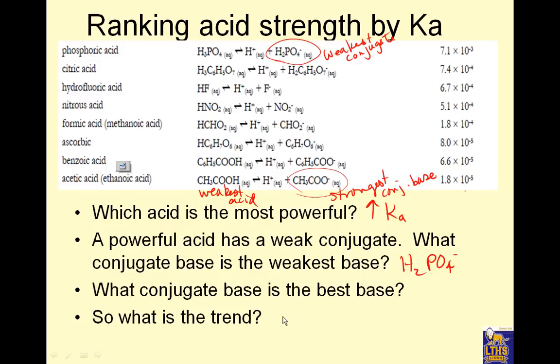So what is the trend? The higher the Ka, the weaker the conjugate. Lower Ka equals stronger conjugate. So you have to think about a lot of stuff in that one.